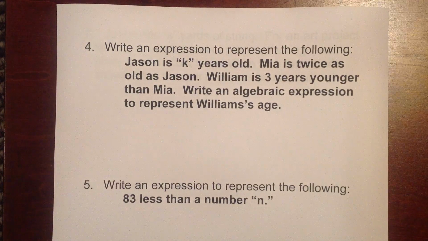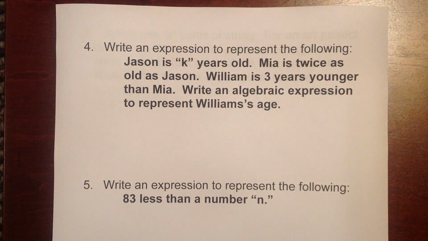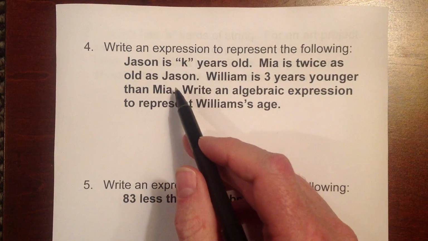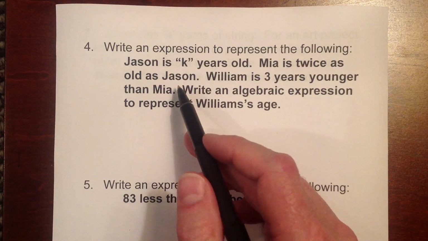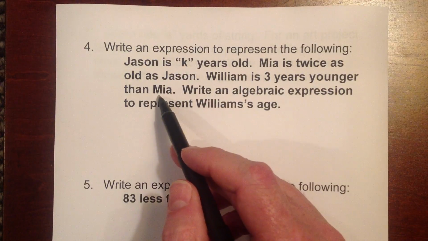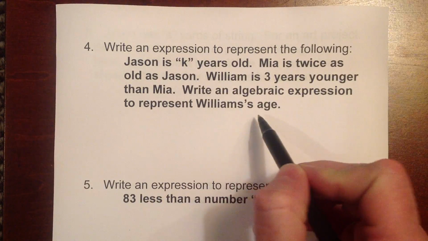Number 4. Write an expression to represent the following. Jason is K years old. Mia is twice as old as Jason. William is 3 years younger than Mia. Write an expression to represent William's age.